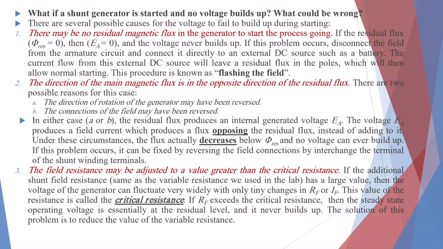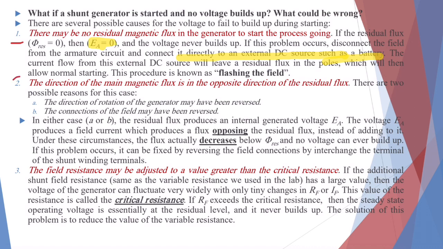What if a shunt generator is started and no voltage builds up? What could be wrong here? There are several possible causes for the voltage to fail to build up during starting. Number one, there may be no residual magnetic flux in the generator to start the process going. If the residual flux is 0, then EA will also be 0, and the voltage never builds up. If this problem occurs, disconnect the field from the armature circuit and connect it directly to an external DC source, such as a battery. The current flow from this external DC source will leave a residual flux in the poles.